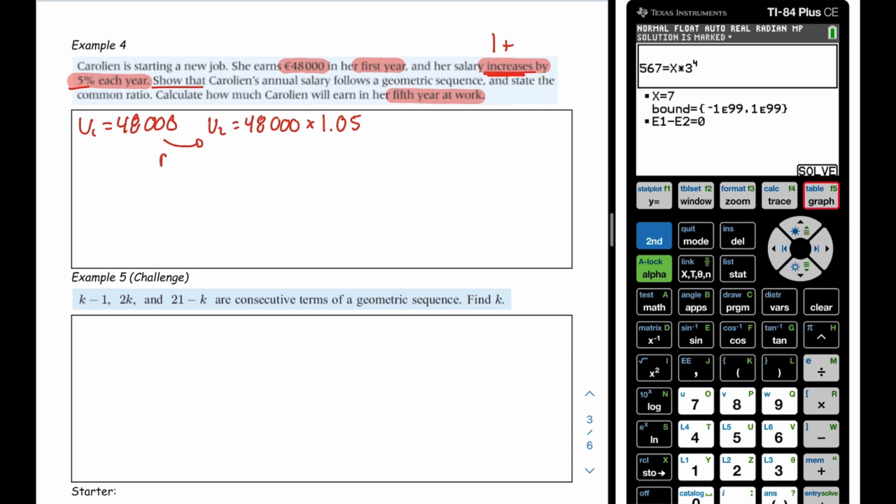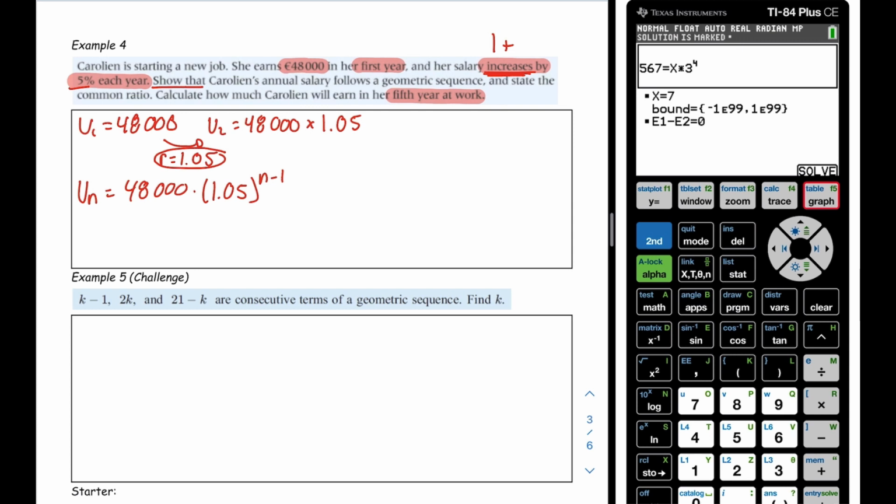So therefore, our r value is going to be 1.05 because we are increasing by 5% each year. So this is going to be our first part of our answer. Therefore, we can write a general form for this equation, which is going to be that our first term is 48,000 and our common ratio is 1.05, to the power of n minus 1.